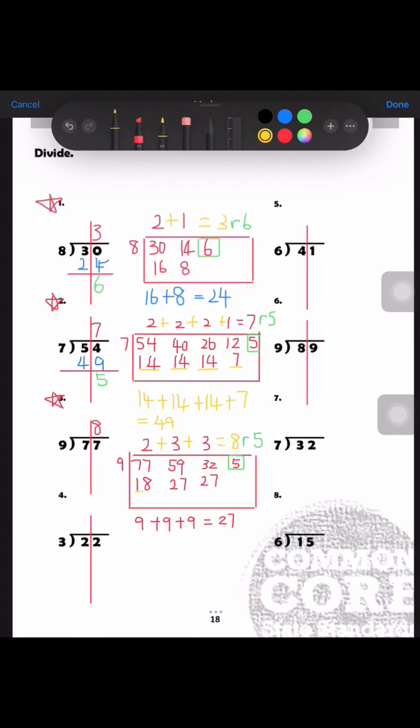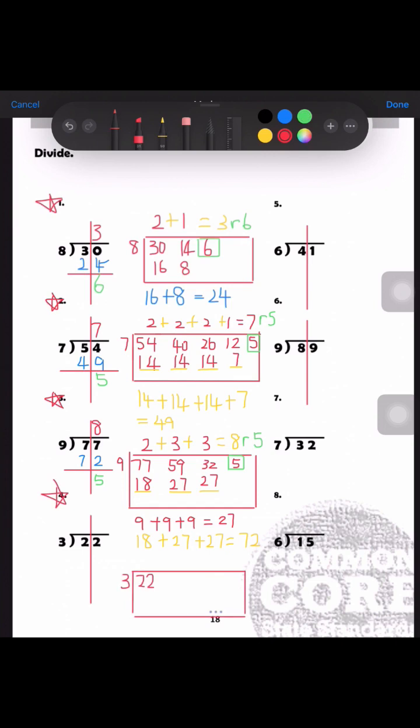So 8 groups of 9 will be 18 plus 27 plus 27. So 8 times 9 equals 72. So we put 72 underneath 77. So 77 minus 72 is 5. So the remainder is 5.